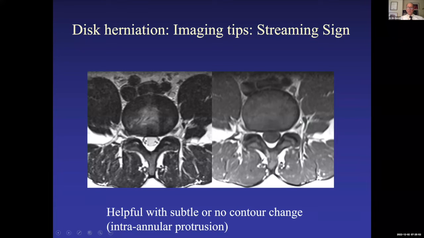It's a subtle finding. On the T2, you can see, though, this streaming sign where the disc that's still hydrated, the nucleus, has streamed through the fissure in the annulus all the way to this point where the contour defect is, and this root is compressed. So in subtle cases of contour abnormality, if you didn't pick it up on the T1, look at the T2. Look to see if the nucleus is streaming in the area where there is likely a small contour defect. So you might call this an intraannular protrusion.